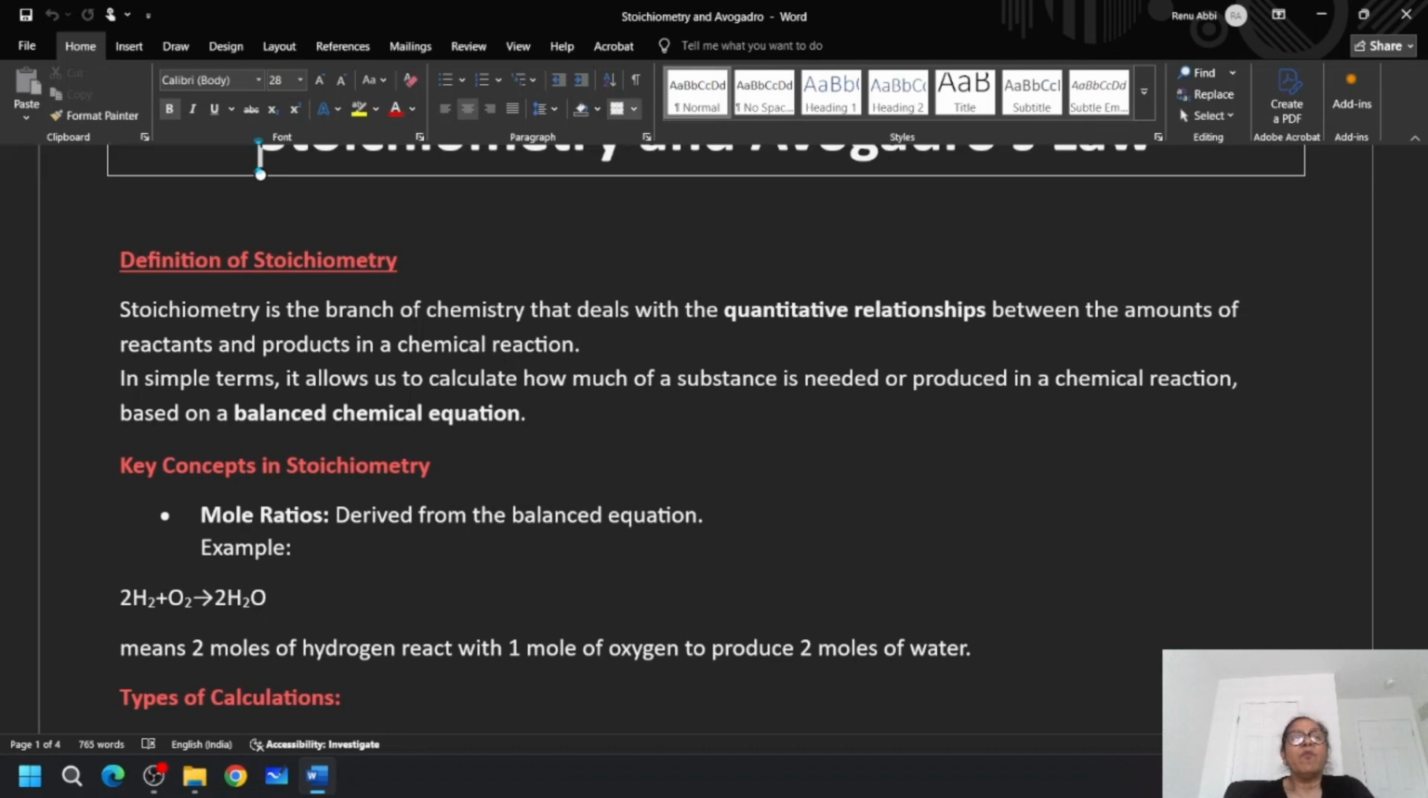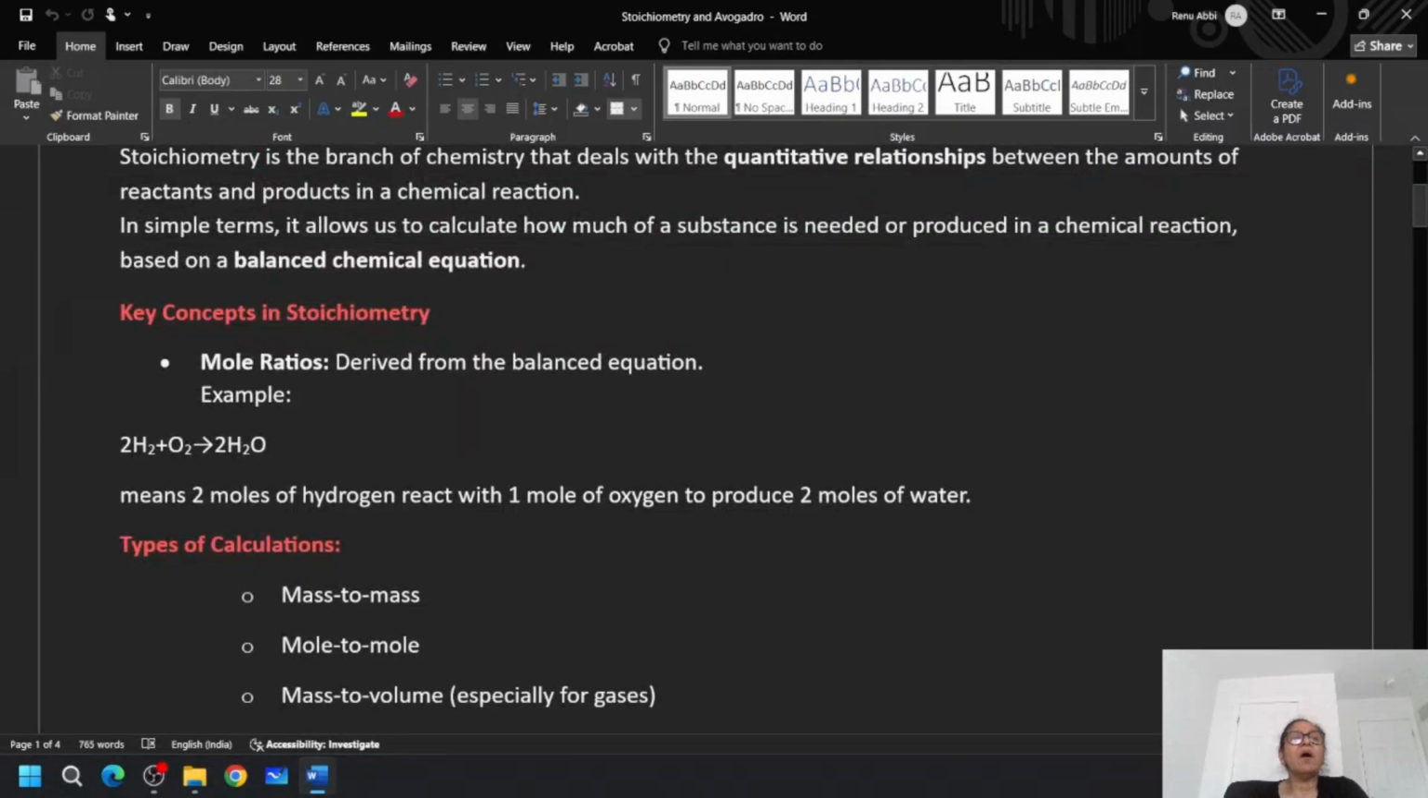So we are going to discuss the key concepts of stoichiometry. First is the mole ratios, which are derived from the balanced equation. For example, over here I have written 2H2 plus O2 gives 2H2O. It means 2 moles of hydrogen react with 1 mole of oxygen to produce 2 moles of water. Or we can say C plus O2 gives CO2. It means 1 mole of carbon reacts with 1 mole of oxygen to form 1 mole of carbon dioxide.